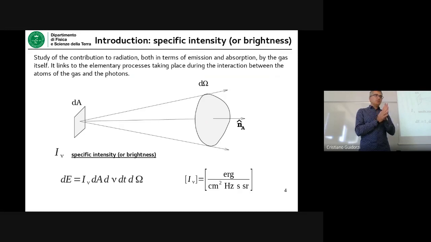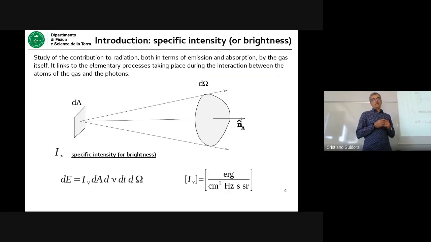And as I told you, this essentially concerns both processes, the ability of matter to absorb radiation as well as the ability to produce radiation. And we will see how this is encoded in the equations that we will see. The quantity that we need to use to describe the radiation field properties is something that we already encountered in the previous lecture. It is the so-called intensity, or specific intensity, or just brightness. So how is it defined?